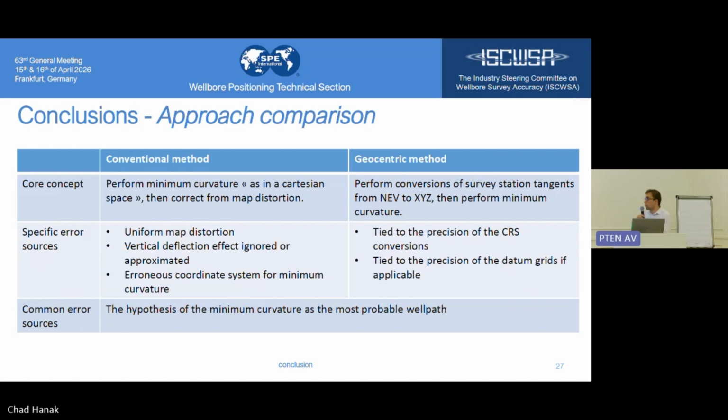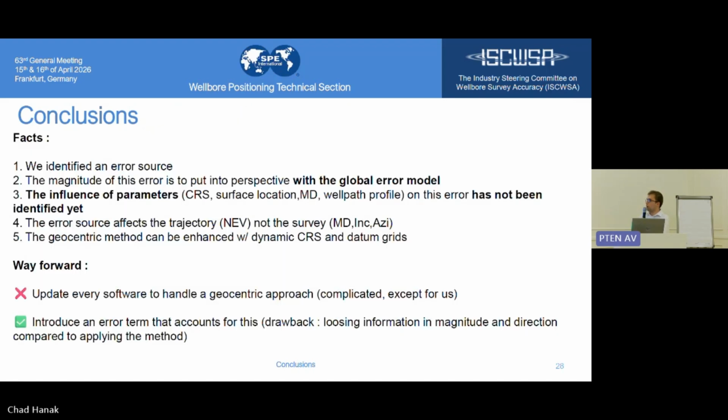So what we can do to avoid this specific error source is applying the shift between the mean sea level reference and the ellipsoid reference, to wipe out another issue caused by the fact that we do not have the height above the ellipsoid, but above or below the mean sea level. And so the common error sources remain, and it's still the fact that the minimum curvature algorithm is considered the most probable well path.